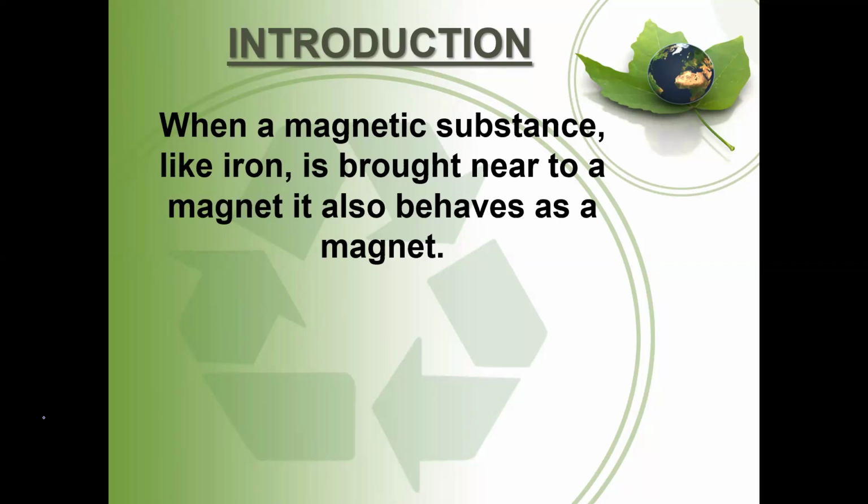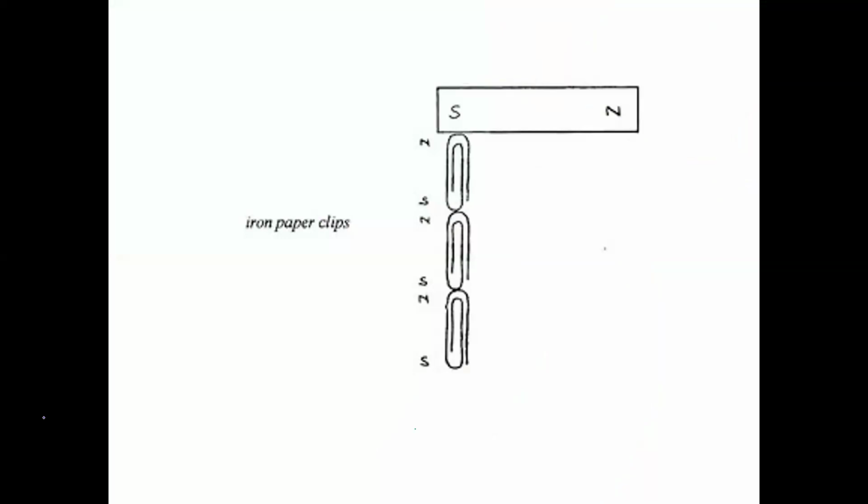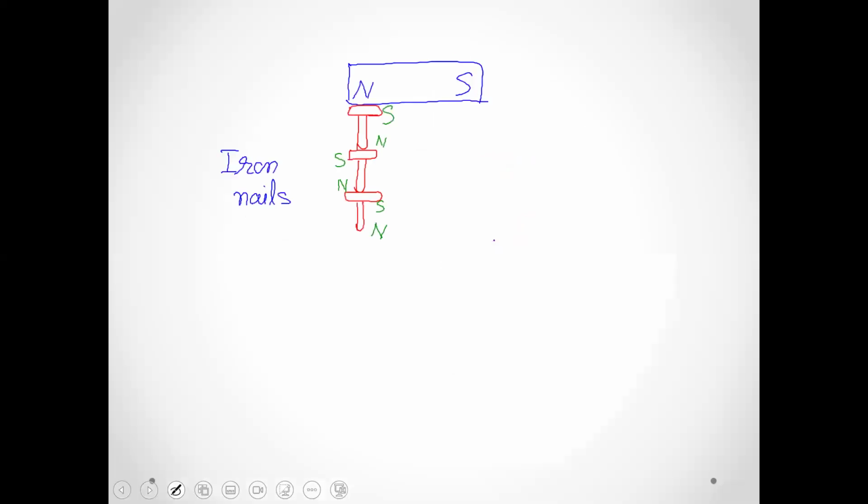So when a magnetic substance like iron is brought near to a magnet, it also behaves like a magnet. Look at this. North-south is a proper magnet. This is a proper magnet, but the paper clip is not a magnet, but it is made up of iron or steel. The paper clips attract and stick to the iron. This is called induction. Look at these iron nails. They stick to the original magnet back to back. This is called magnetic induction.